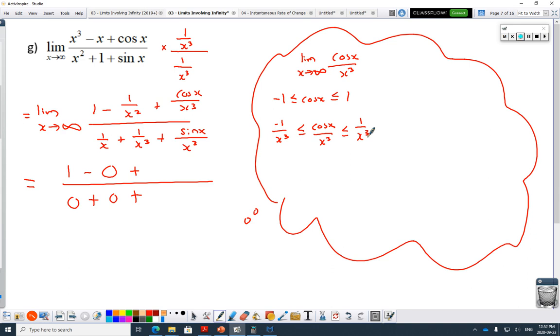That's not the end of the story. The end of the story is if these limits both head to the same thing. So what I want is the limit as x approaches infinity of negative 1 over x cubed, and the limit as x approaches infinity of 1 over x cubed. And if those two things come out to be the same, that means cos x over x cubed is trapped between them, and I can get my limit.